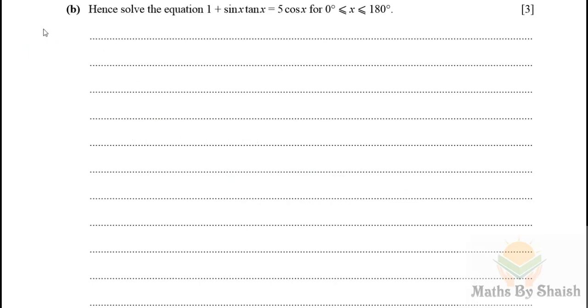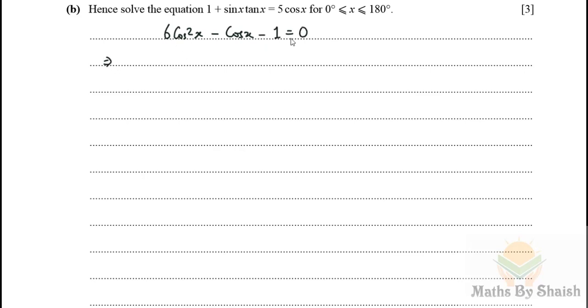And here's the b part. Hence solve the equation this for x between 0 and 180 degrees. So we need to find the angles between 0 and 180 degrees. And from the first part we have seen that this can be expressed as 6 times cos square x minus cos x minus 1 is equal to 0. Now we will factorize it.